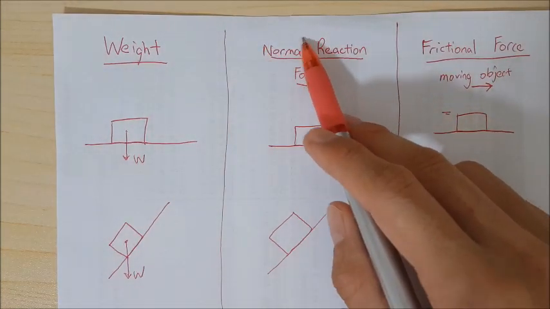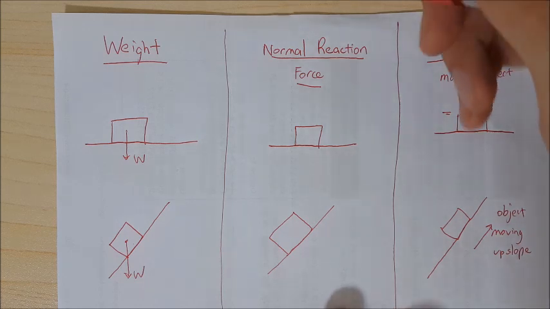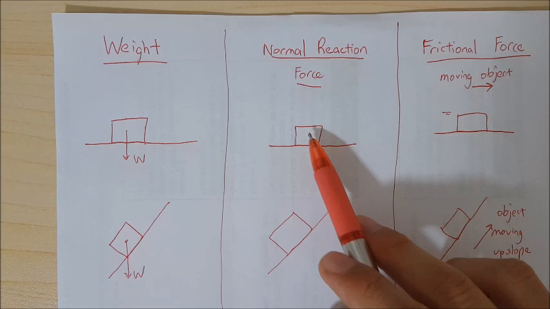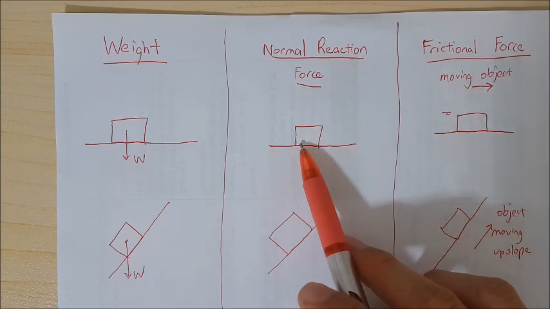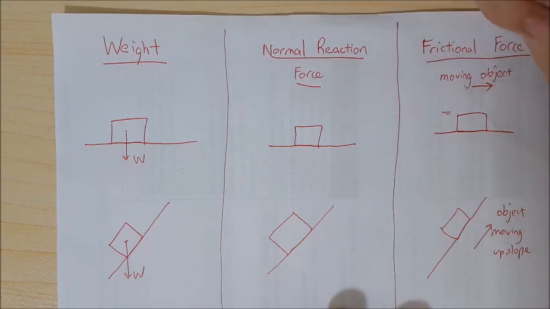The word normal, if you can remember in light, when we asked to draw the normal line, is a maths term. It simply means 90 degrees from the normal, or from the surface. So in this case, if I have an object placed on the floor, it will experience a normal reaction force. This force is always there when something is in contact with a surface.